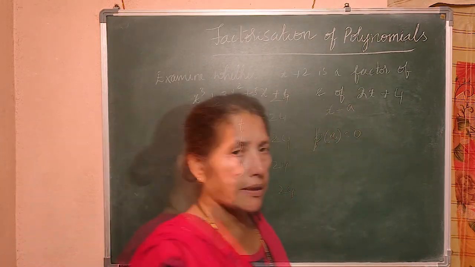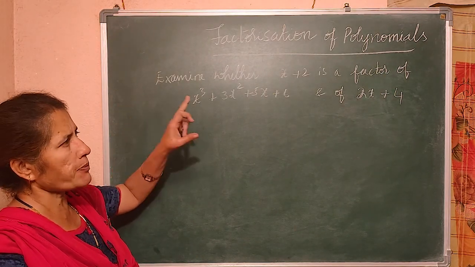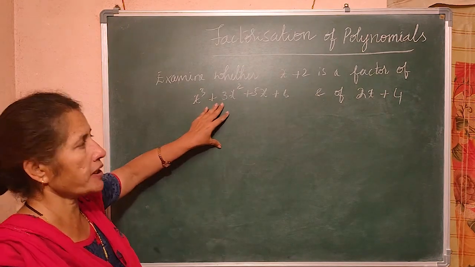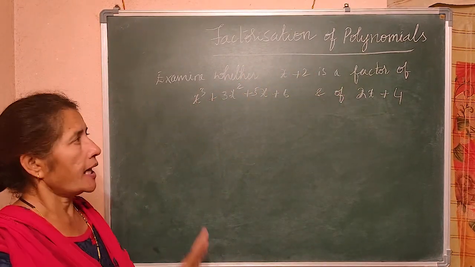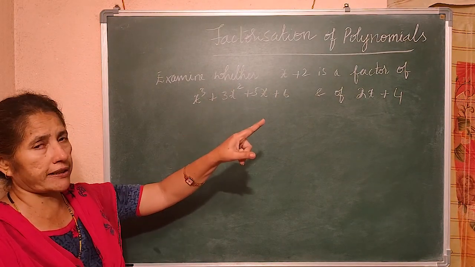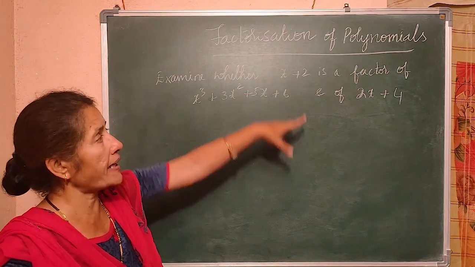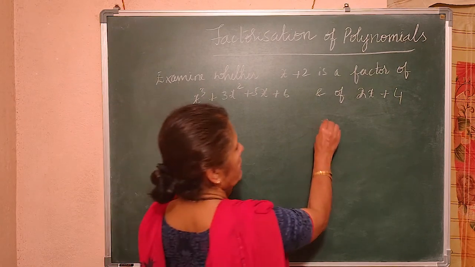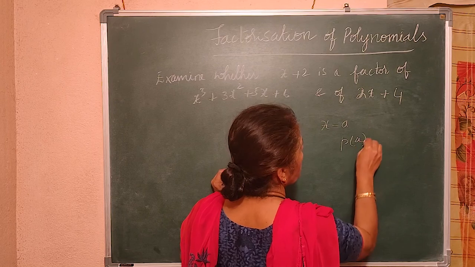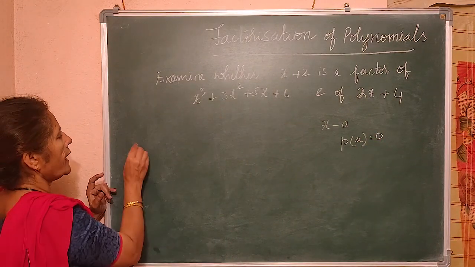Question number 1. Now the question is like this. Examine whether x plus 2 is a factor of this as well as that. This is one question and that is another question. Using the remainder theorem, if x plus 2 is a factor, then I have to find out the value of p of minus 2, because if x minus a is a factor, then p of a should be equal to 0. Right? So what I have to do?